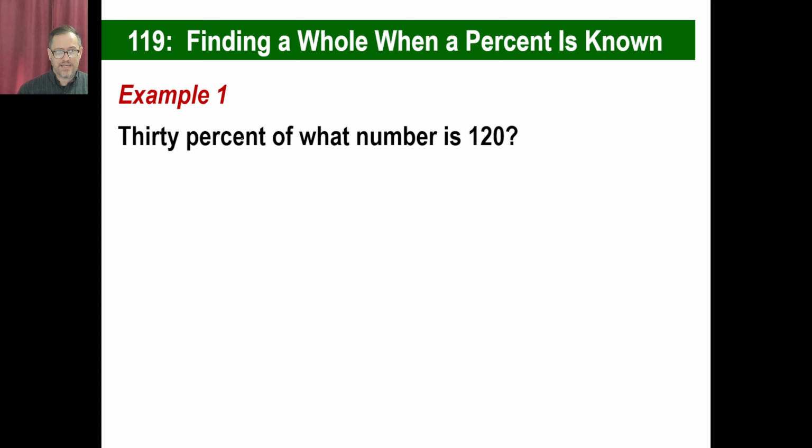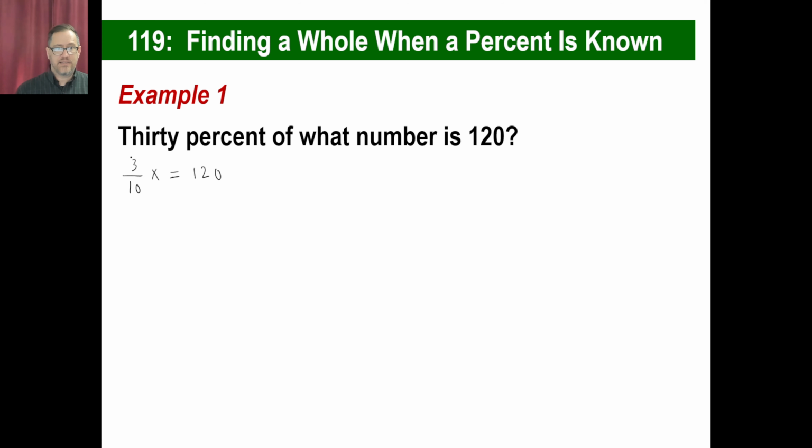So let's turn this into an equation, right? 30%, we could just say 3/10 if you wanted to. Of what number? Let's just put, of means to multiply. What number? I don't know what it is. We'll call it x this time. I don't care. It doesn't matter what letter you use. Is equals. And 120, of course, is 120.